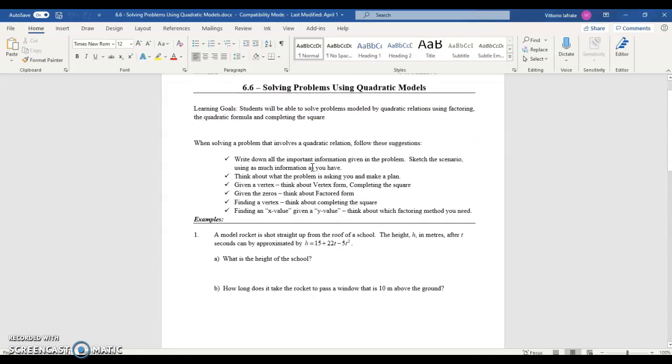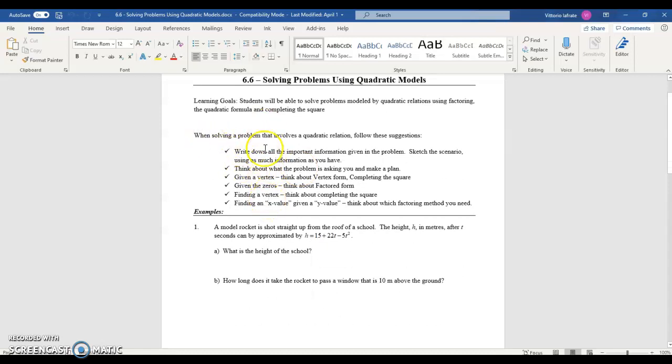So these are a few general tips when you're solving problems, how to increase your likelihood of being successful in doing so. You want to make sure you write down all the important information from the problem. Sometimes it's given to you in these paragraphs or long sentences. You want to make sure you can decipher what's important from it. It's important to be able to sketch the scenario and label your sketch with as much information as possible just to make it more visual and easier to understand. And then you want to think about what the problem is asking.